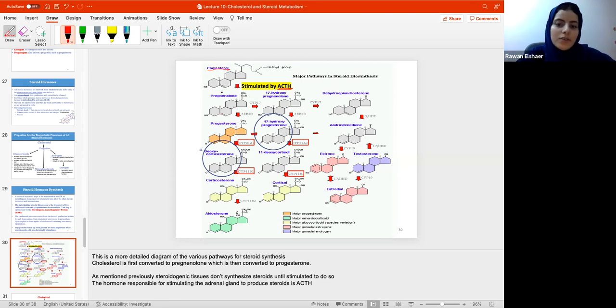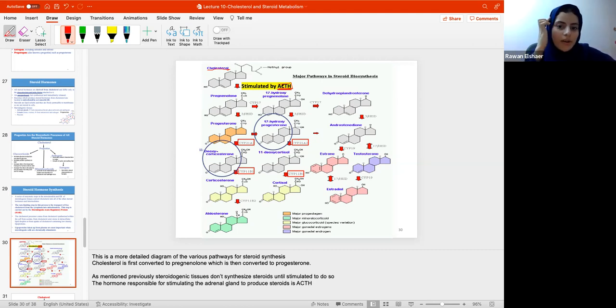Okay, good. What I wanted to explain is that this whole process is stimulated by ACTH, because I'm pretty sure she might want you to know it. It's related to what we're going to talk about later. The adrenal gland is stimulated by ACTH in order to produce steroids. Like I mentioned before, it won't produce steroids unless it's stimulated, and it needs ACTH. ACTH is a hormone that comes from your pituitary gland.